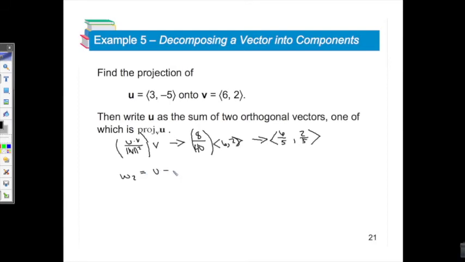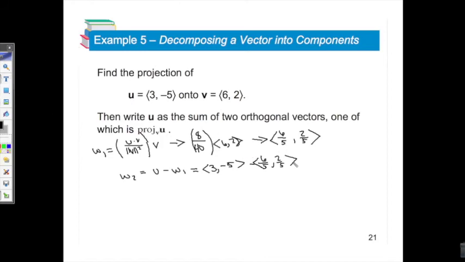So now all I have to do is say that my second orthogonal vector will be u minus the first. That's because W1 and W2, when they're added together, their resultant is u. So by just switching around the equation, making a subtraction, I can make this work. So what I get is the original vector u, 3 comma negative 5, minus my new projection vector.